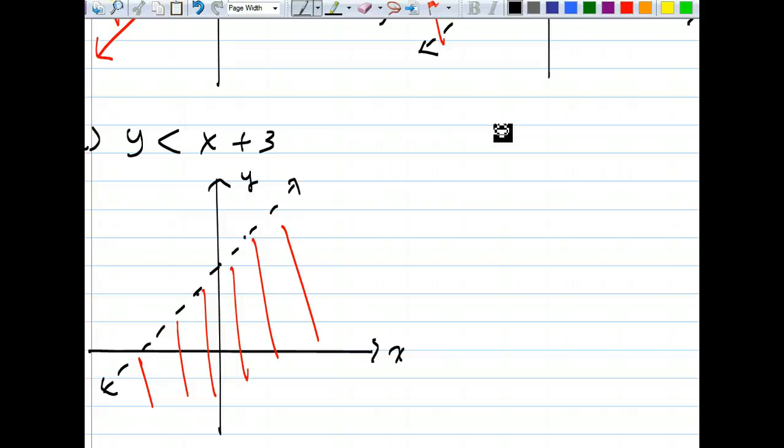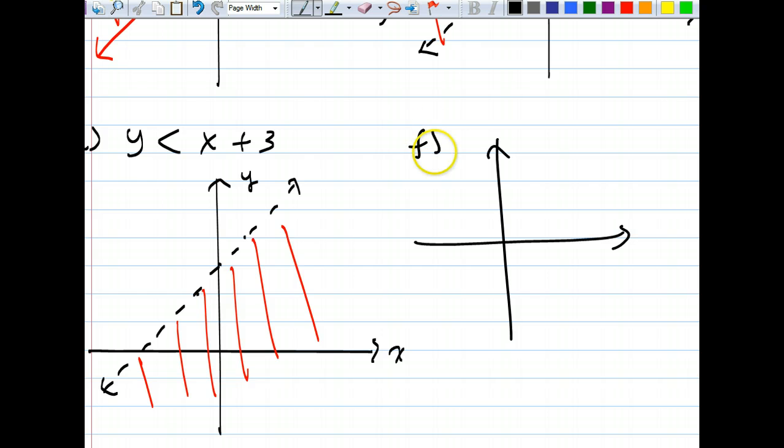Now, Getty, what about this? What if I have x less than 3? How do you graph this one on an x and y axis? What kind of line is this, first of all? It's a vertical line. You could think of it as x equals 3, correct? So it's going to be a vertical line at 3, and it's going to be dotted. So that's my boundary line.